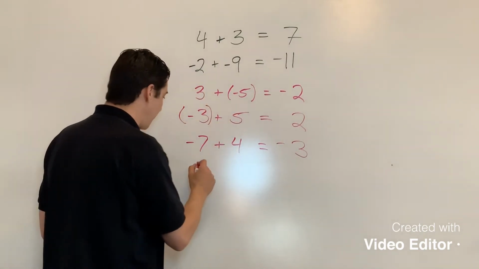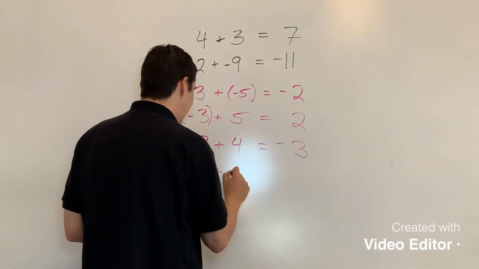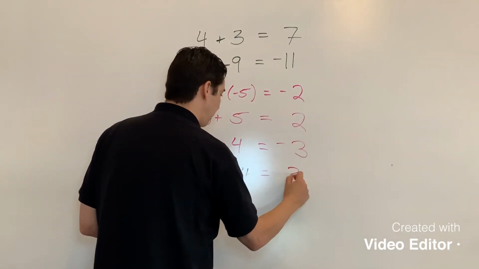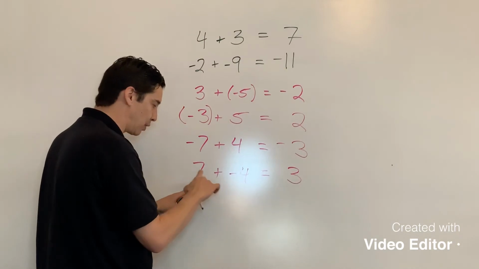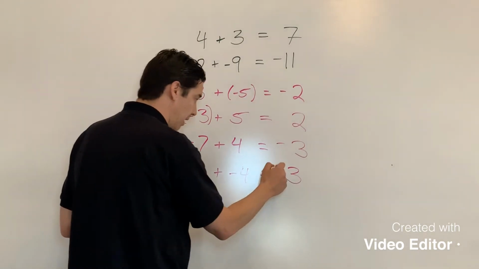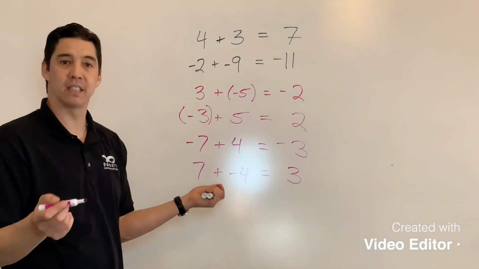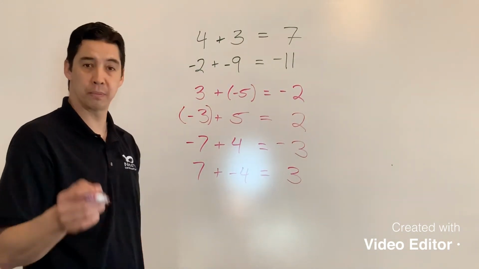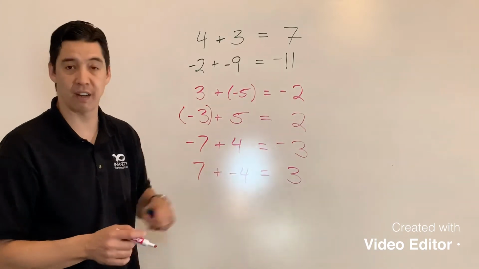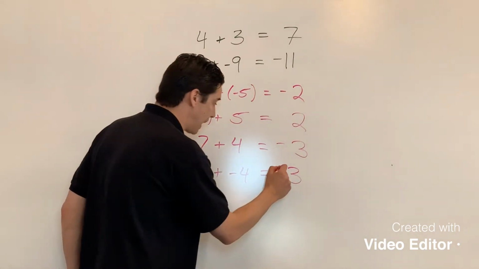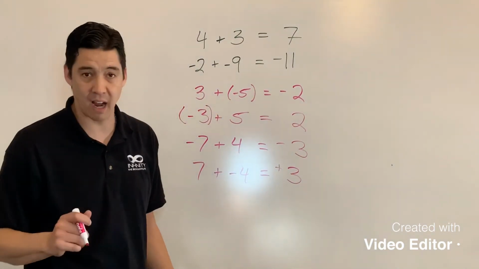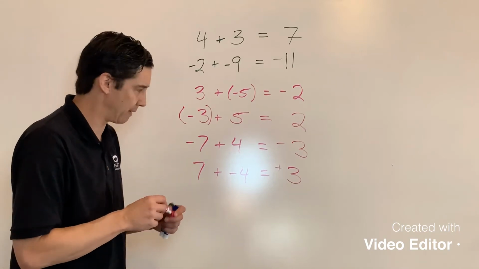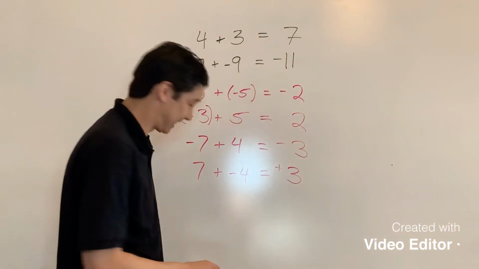At the same time, 7 plus negative 4. 7 minus 4 is still 3, but now the absolute value of a positive is greater, so it's positive. And you should understand, if there's no sign, it's assumed to be positive. We only need a sign for a negative. But if you put a positive sign, it's not wrong. But you'll get out of that habit pretty soon because nobody does it.